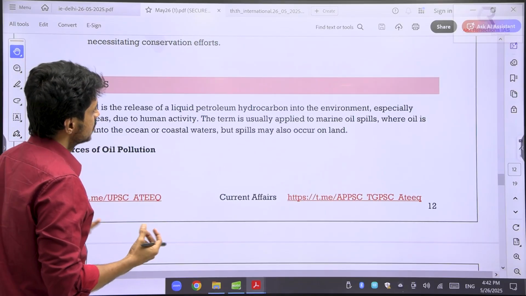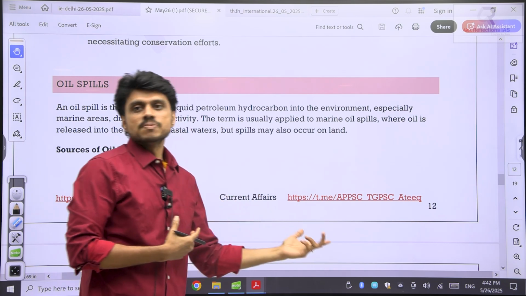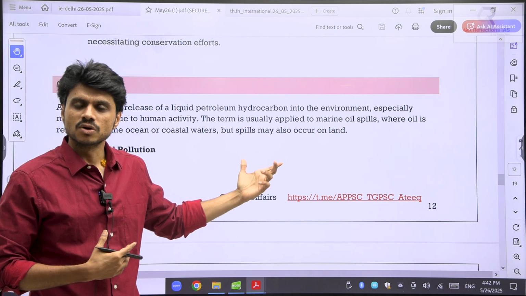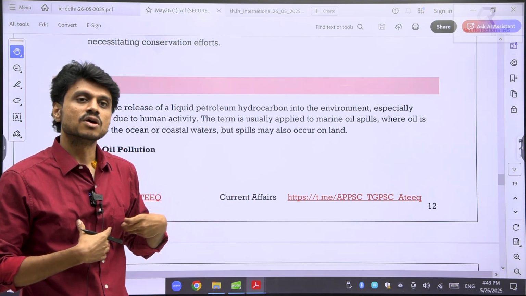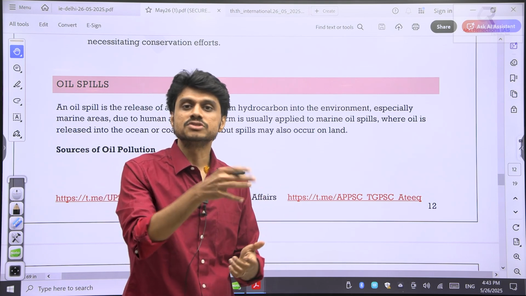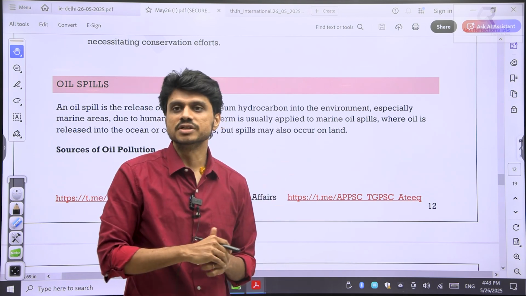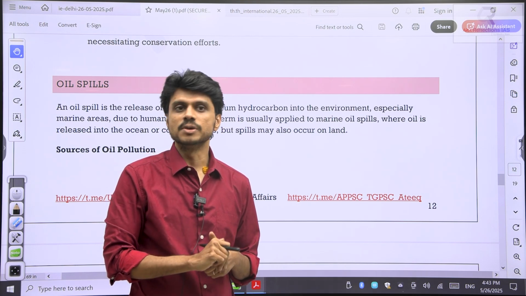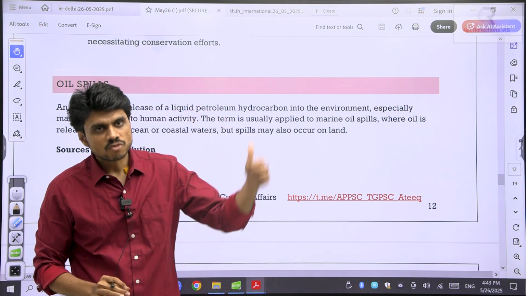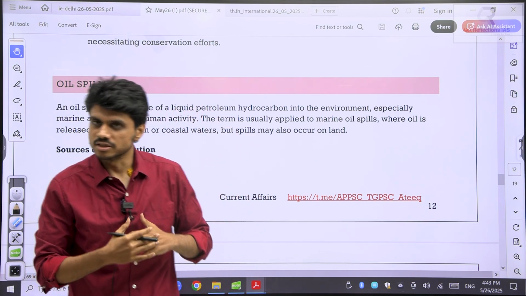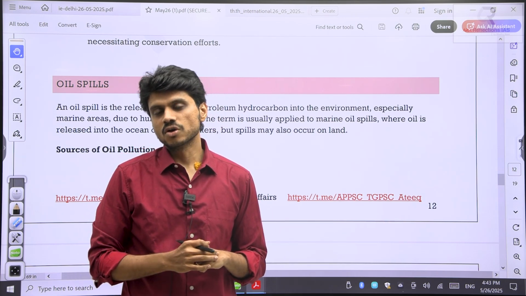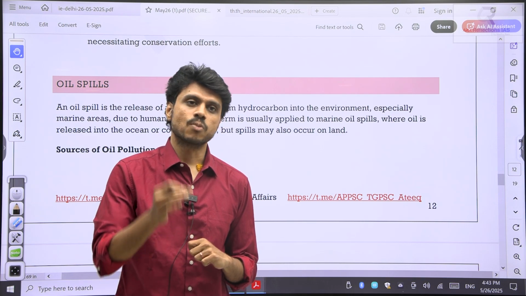Now, oil spills. A cargo ship, you might have seen it in the main news. Our Indians have rescued the crew when the cargo ship turned over. It was going to sink, and it has actually sunk, and we have rescued the people. In that process, some of the oil has been spilled onto the sea surface. Now, why are we concerned with this? Oil spill is one of the serious problems.